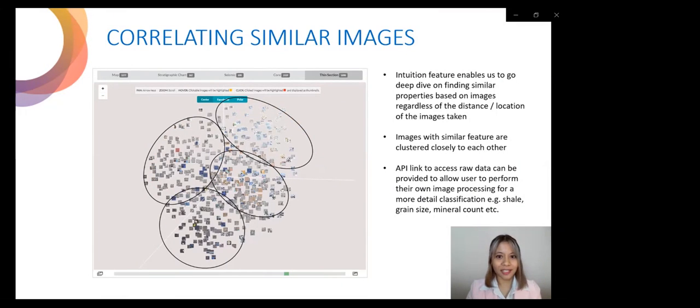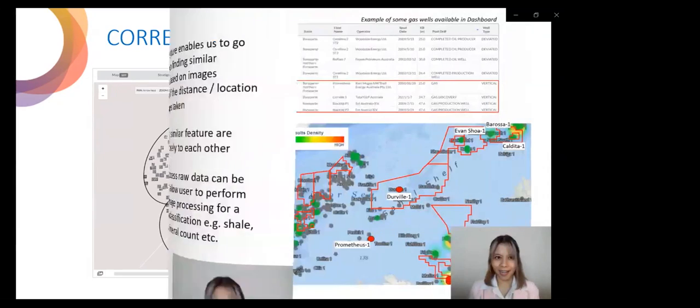In this feature, ElasticDocs has already classified images based on map, stratigraphic chart, seismic, core, and thin sections. So if you want to have a more detailed classification, such as maybe grain size or mineral counts, that fits more on your investigation or study purpose, we can provide an API link to access raw data and allow you as a user to perform your own image processing.